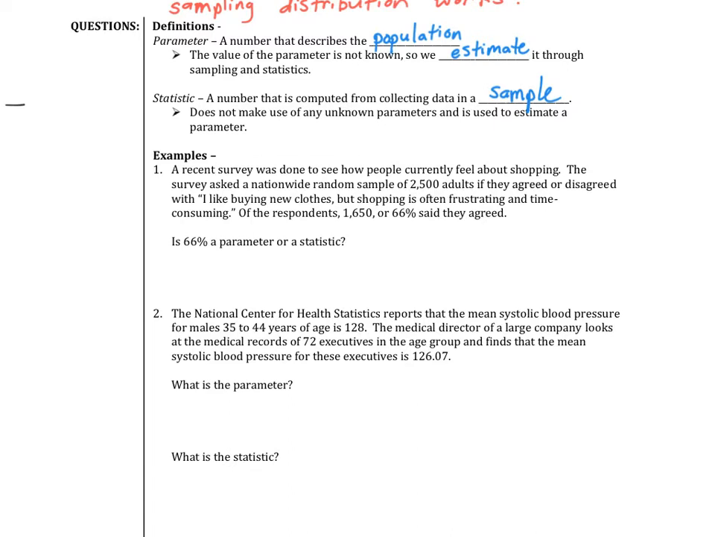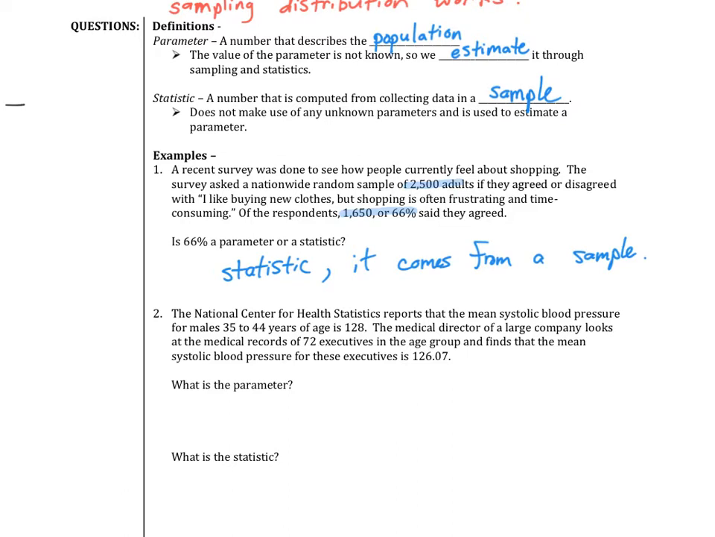Okay, so since that number came from the 2,500 adults that we surveyed, it comes from a sample of people, the people we literally asked a question to and we got the answer back from them. That is called a statistic. And it's because it comes from a sample. Okay, it came from the sample of the 2,500 people that we asked the question to.